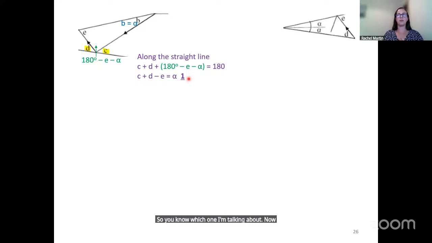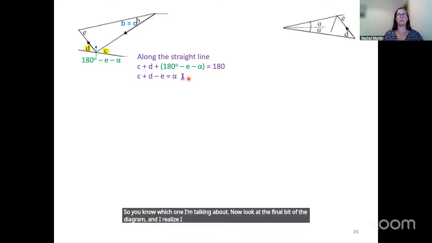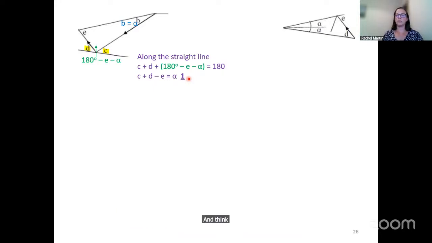Now look at the final bit of the diagram, and I realize I took it off the board, but there is the left-hand end of the mirror cone. And think about your simple geometry rules. So again, we've got a triangle. What could you do with that? Well done. Some people give me some answers. You're seeing the pattern. Well done.